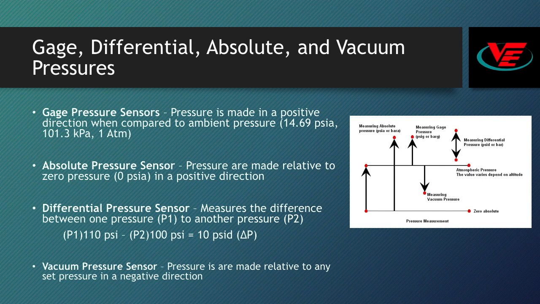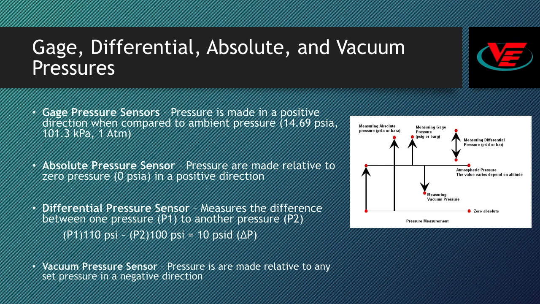Now that we've learned the terms, let's dive into the differences between the types of pressure. A gauge pressure is the most common form of pressure referenced, and it stands for the pressure made in a positive direction when compared to ambient pressure, which again is around 14.7 psi at sea level. For example, if you're measuring the pressure of your car tire, you're making a gauge measurement. You don't need to care what the pressure of your tire would be in the vacuum of space. You only care about what the pressure is compared to the pressure of the air around the tire.